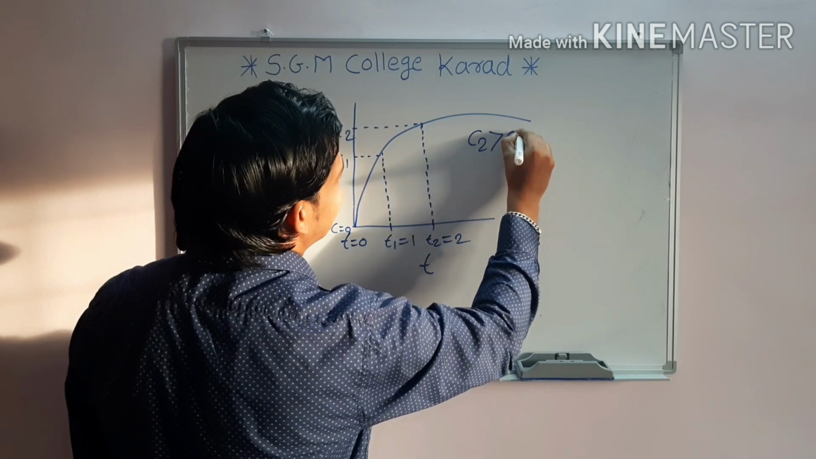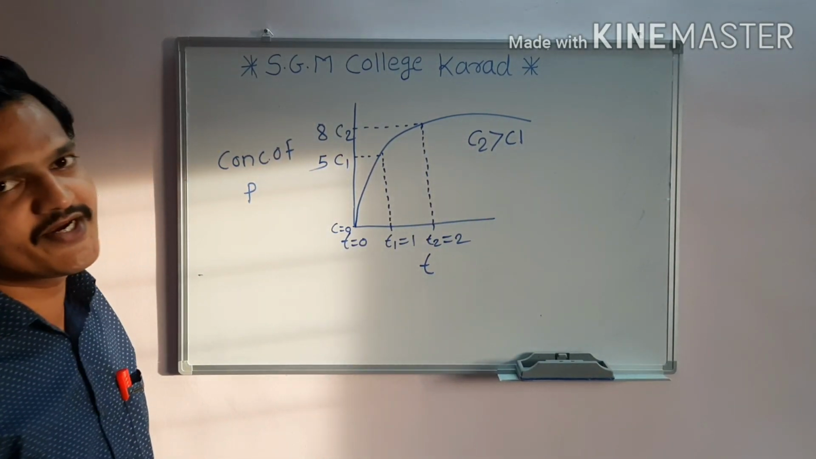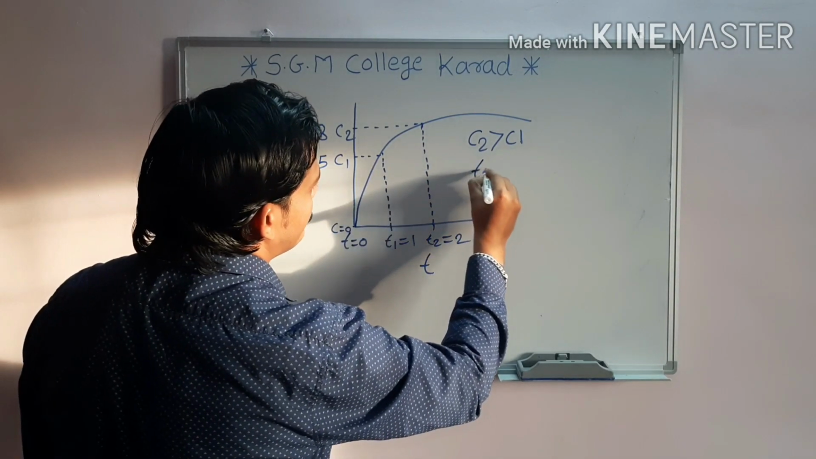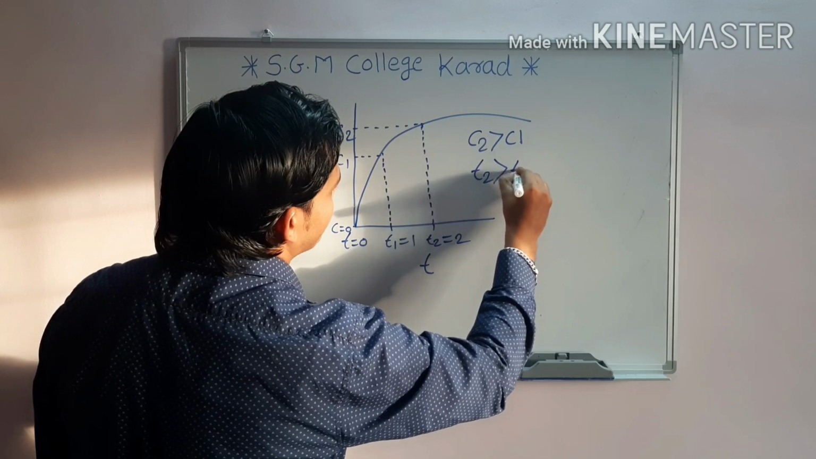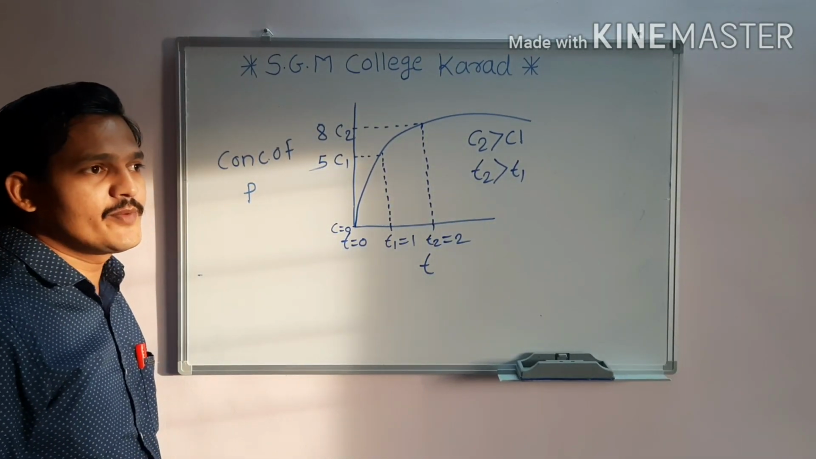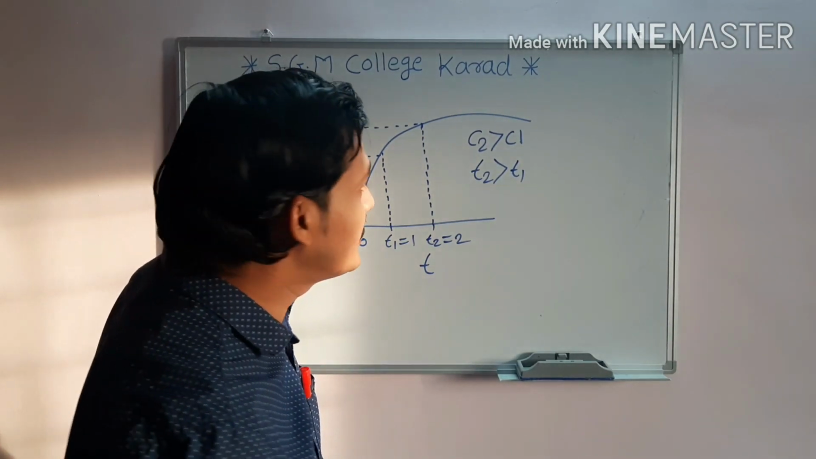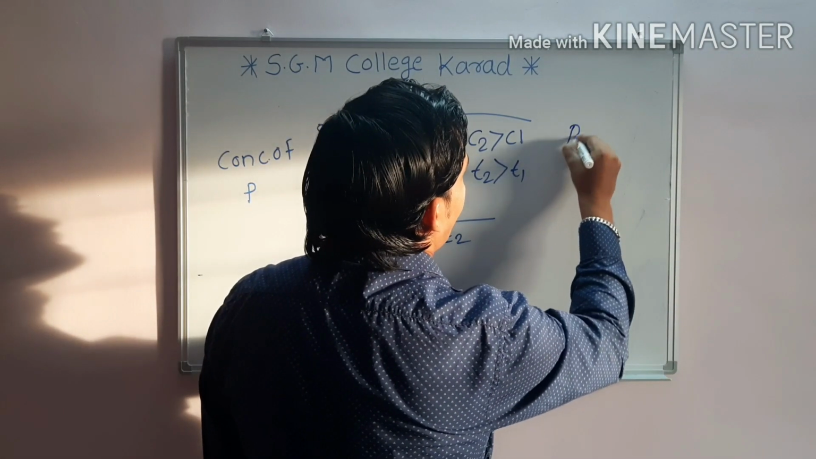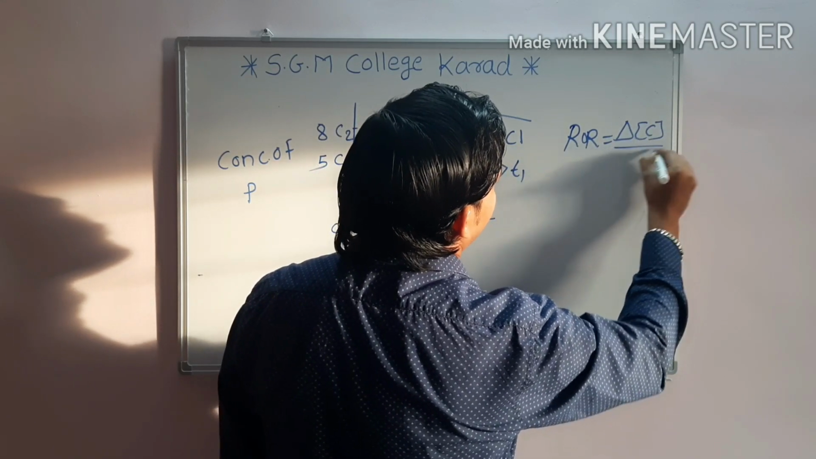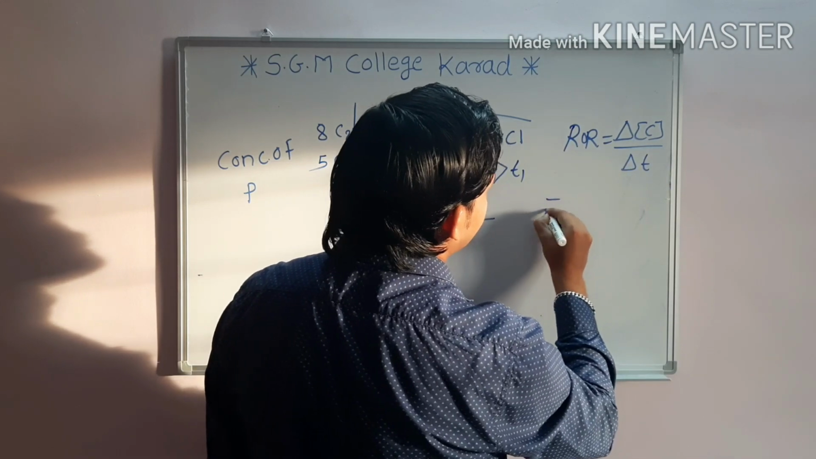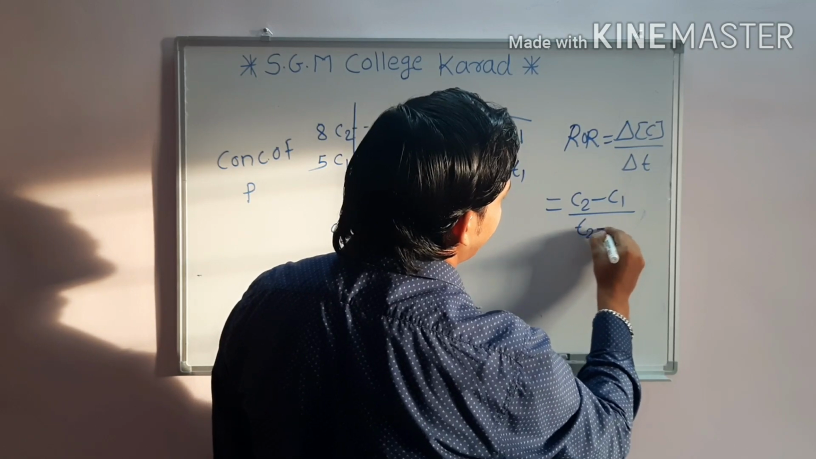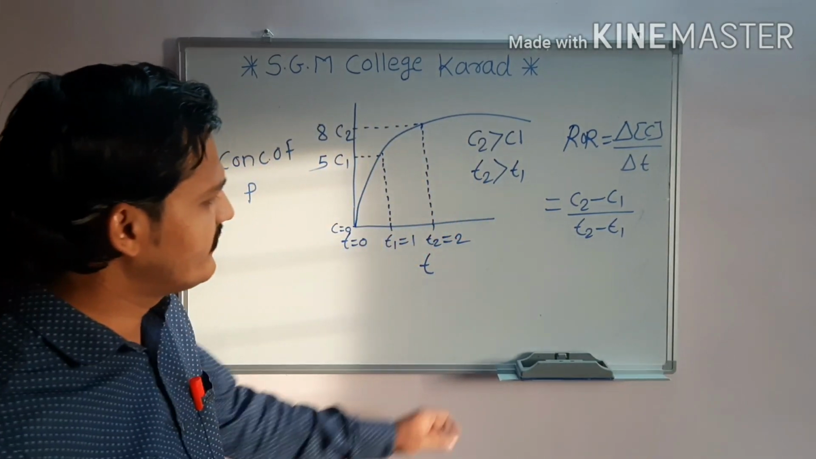Definitely C2 is greater than C1. Then T1 greater or T2 greater? T1 is equal to 1, T2 is equal to 2. So let us say T2 is greater than T1. Now, the general formula of rate of reaction: ROR is equal to del C divided by del T, where delta C indicates C2 minus C1, and delta T indicates T2 minus T1.